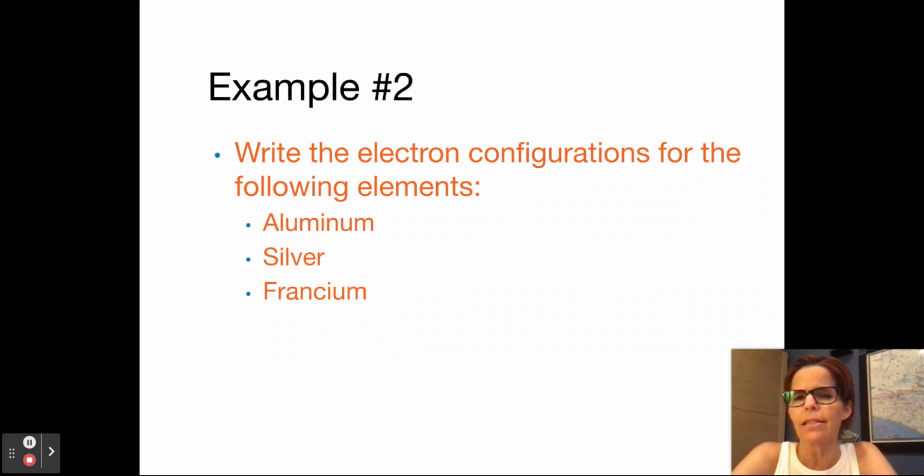So if you're missing some, take a look in your textbook. Your textbook has the full orbitals and everything. So see if you can do francium. Okay, pause the video. Try to do it yourself, and then restart the video when you're ready. I'll give you a second to pause me. Okay, let's move on.